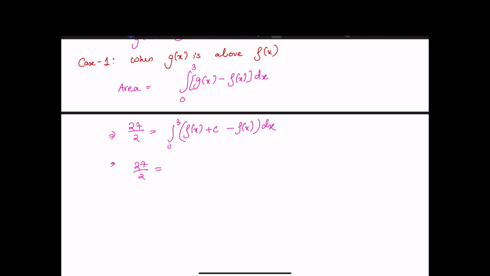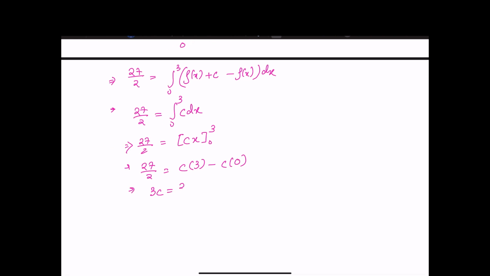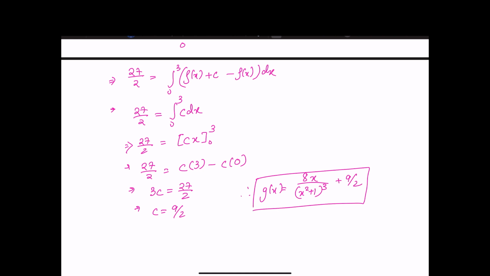27 by 2, fx will get cancelled out, it will be c dx. So the integral of c dx is c times x with the limits 0 and 3. So you'll get c times 3 minus c times 0, which is 3c. 3c is 27 over 2. So c would be 9 over 2. So the first possible expression for gx which we found was fx, which is 8x divided by (x square plus 1) whole cube, plus 9 by 2. This is the first possible expression.